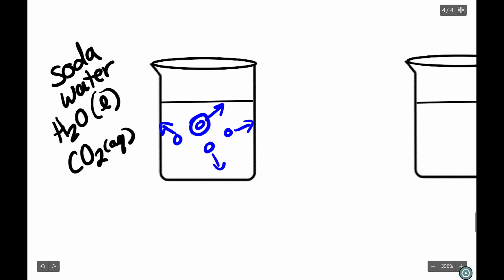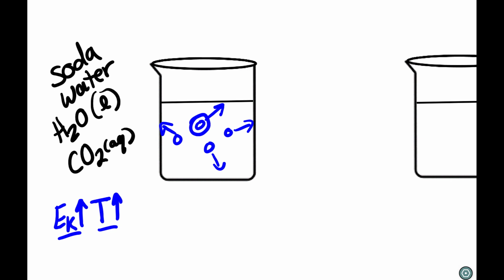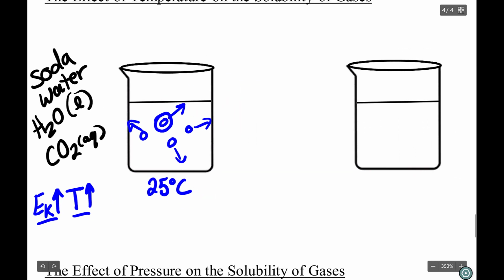Now, when it comes to gases, kinetic energy always increases with temperature. So as the temperature increases, the more kinetic energy this gas particle has. So let's say this is 25 degrees Celsius, which is fairly warm. That's quite a bit of kinetic energy. Some of these bubbles are going to start coming out. They're going to hit the surface and they're going to come out, and some are going to be redirected back in.